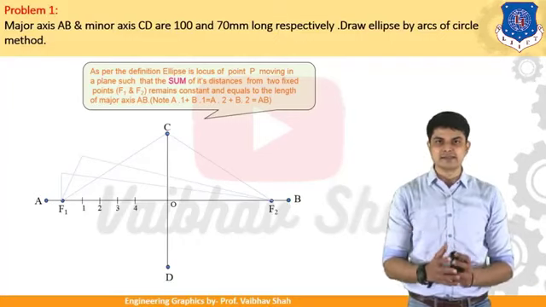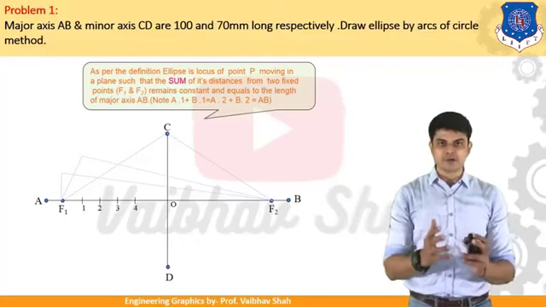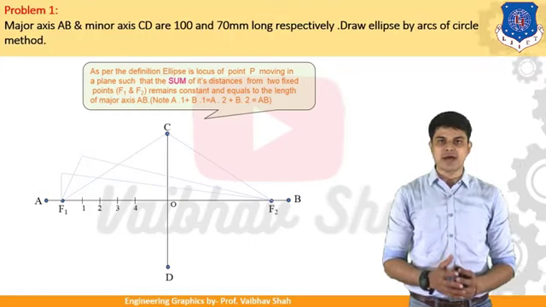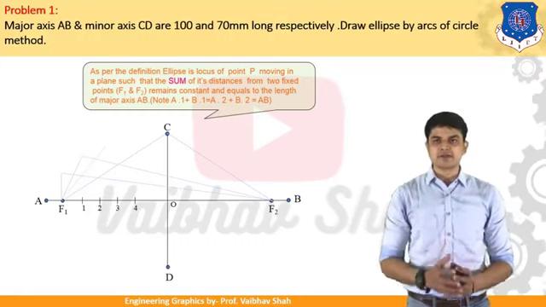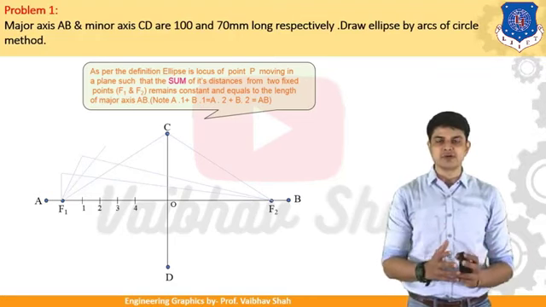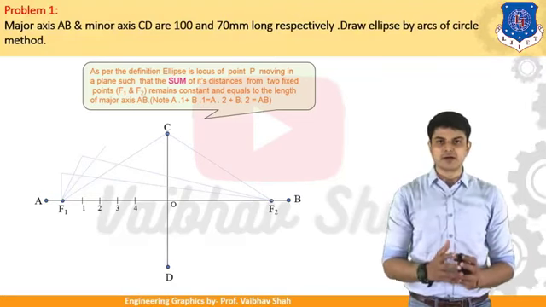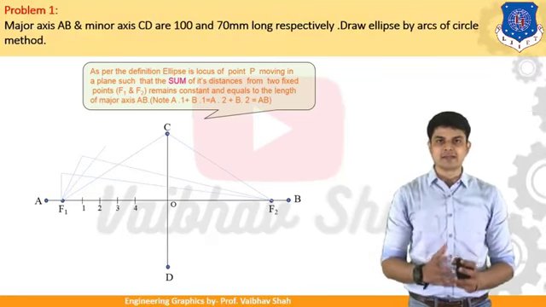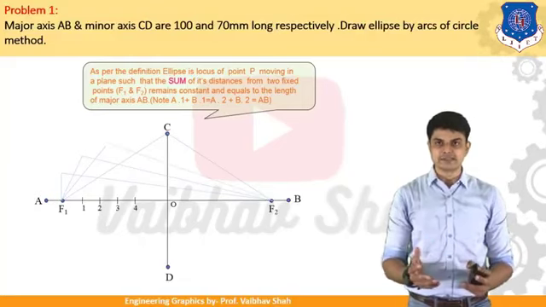Take A3 distance on your rounder. Put your rounder at F1 and try to draw the arc like this. Then after, put your rounder on point B, take B3 distance on your rounder. Now put your rounder at F2 and cut the previously drawn arc like this.